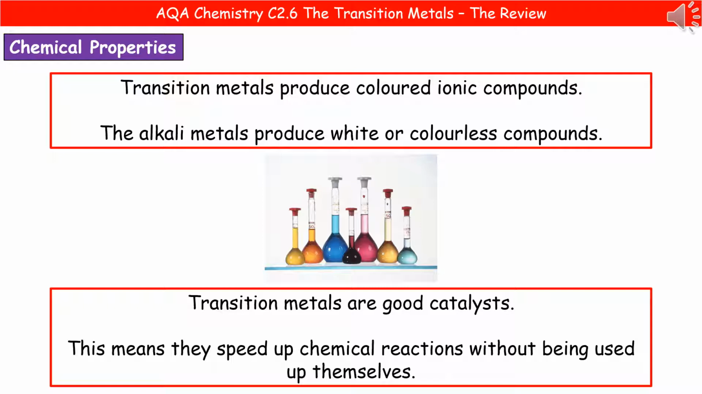Another feature about our transition metals is they are good catalysts. Now hopefully we remember that a catalyst is something that's able to speed up a chemical reaction without being used up itself. So they're great to use in industry where we want reactions to happen as quickly as possible. So you add one of these catalysts that's suitable for the reaction and it makes it happen faster. And we'll look at how that happens in a later session.